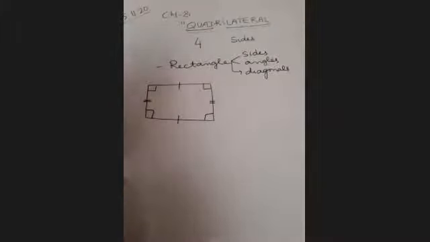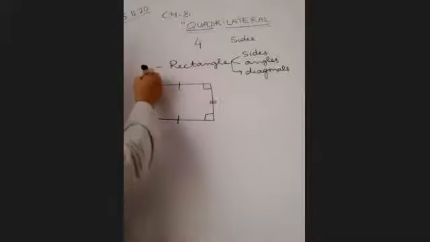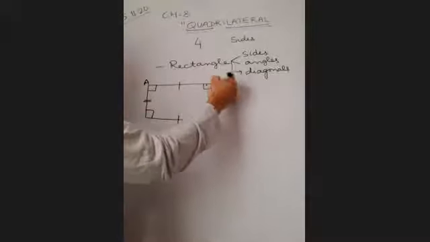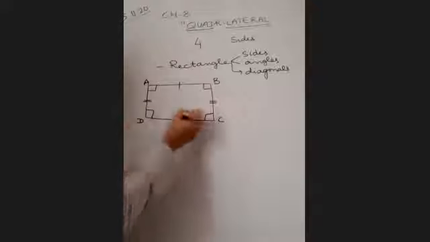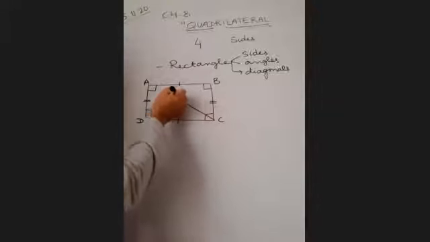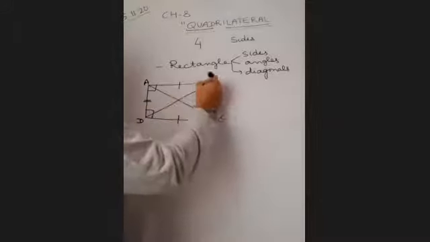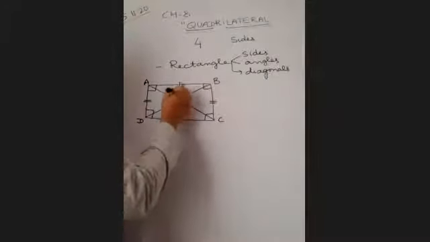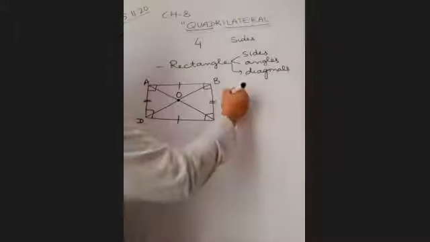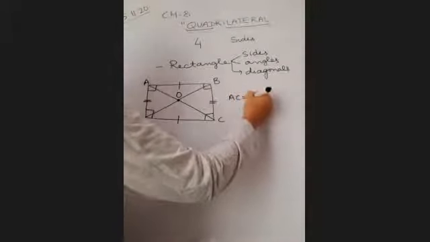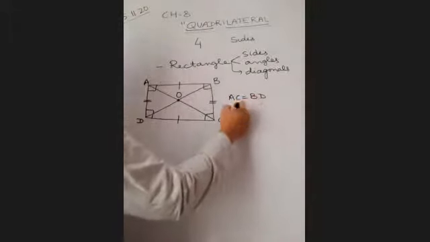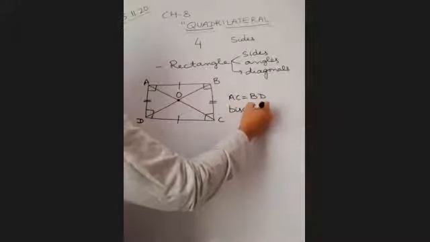What about the diagonals, children? Diagonals are equal and bisect each other. So diagonals are equal. AC is equal to BD. They are equal in a rectangle, and they also bisect each other.